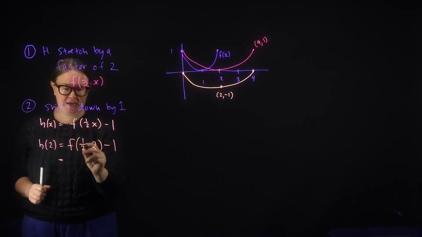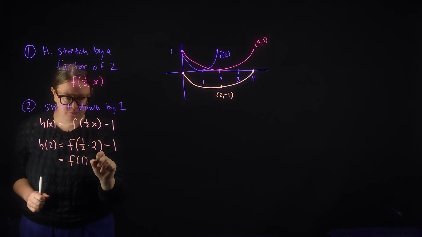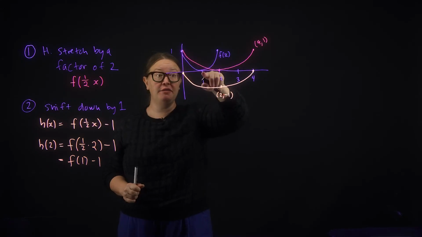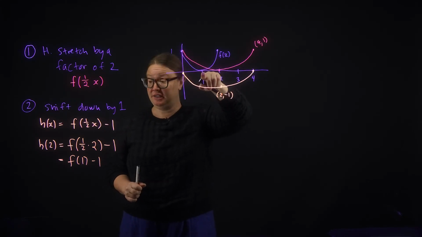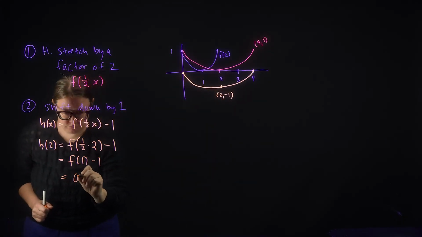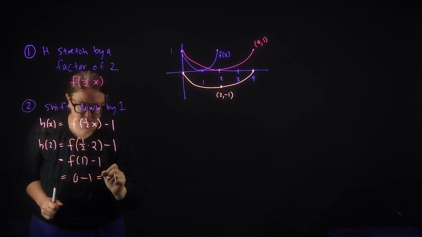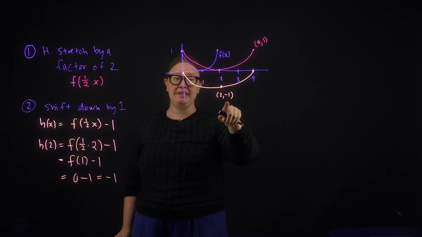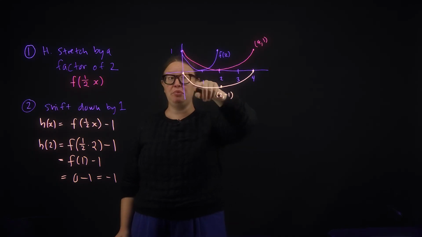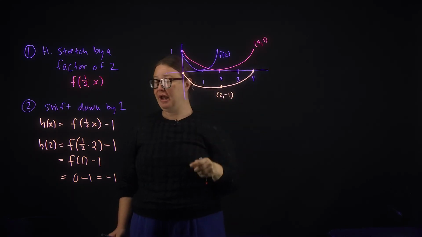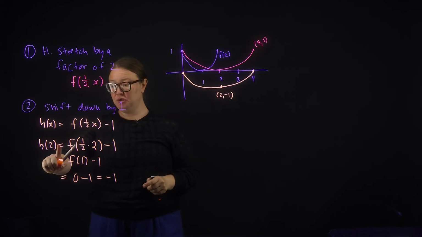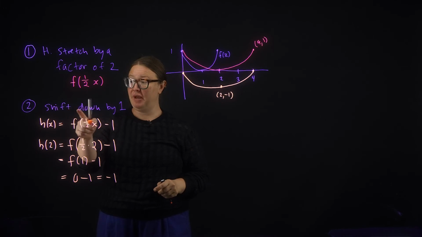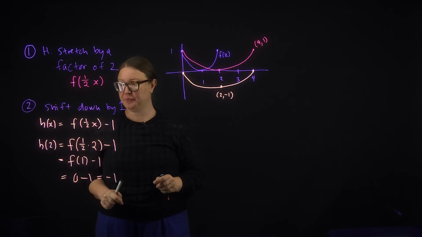So f of 1/2 times 2, that's the same as f of 1. If I go back to my original function, f of 1 is 0. And I ultimately get -1. And that's exactly what I wanted to get. The point (2, -1) was supposed to be on my final graph. And what I saw is when I plugged in a 2, I got out a -1, which is a very good clue that my formula here is correct.